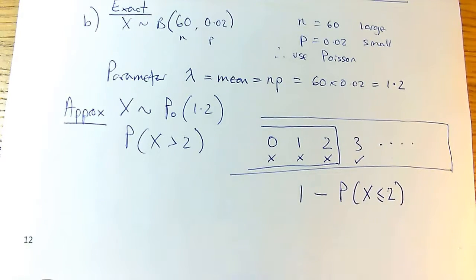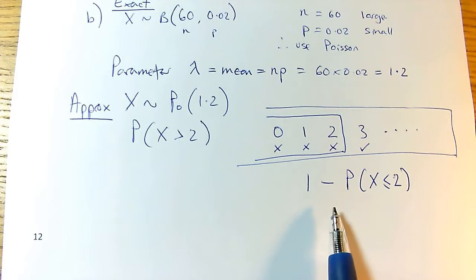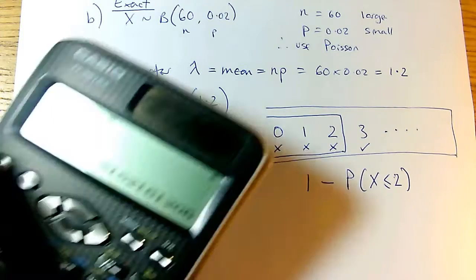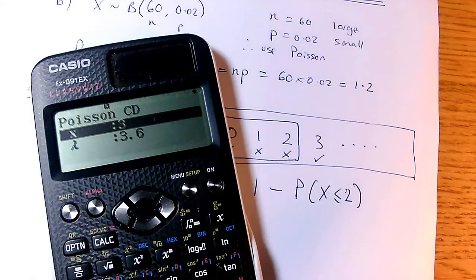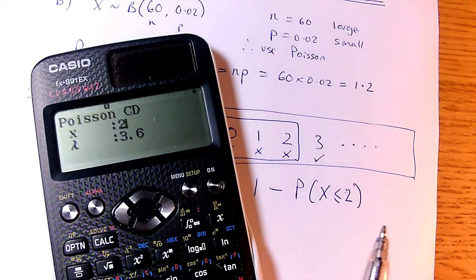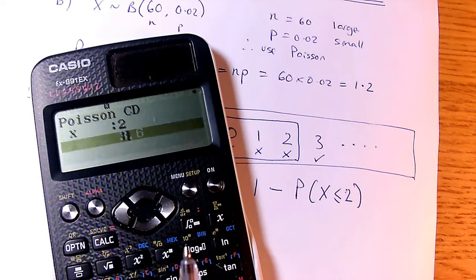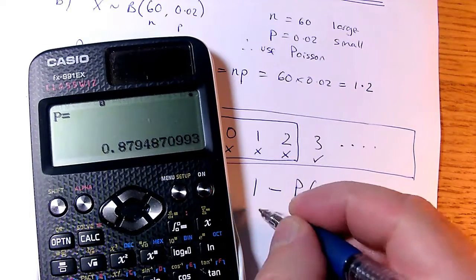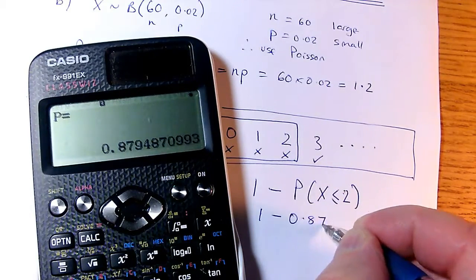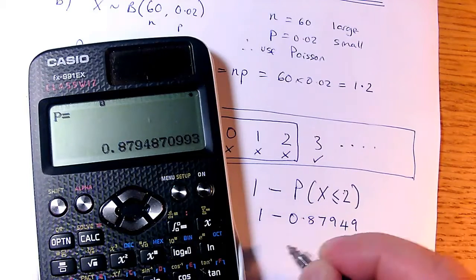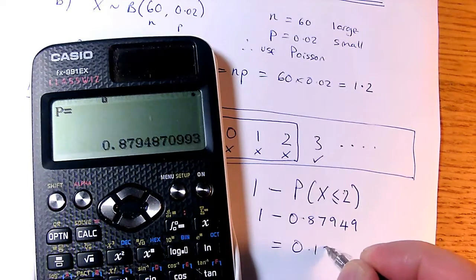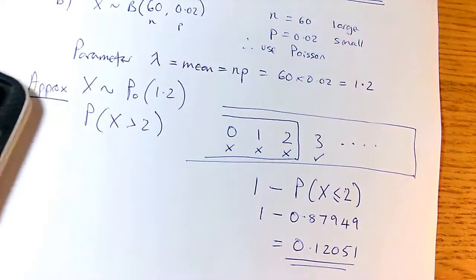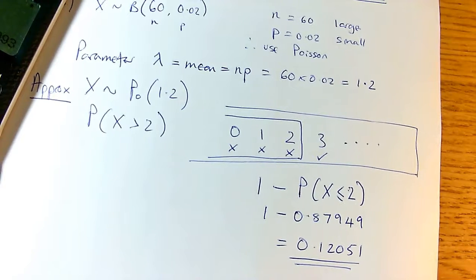Okay, the 2-box diagram is your friend. Probability of X being less than or equal to 2, well, I can just change what I did before. It's a Poisson again. This time I want to be less than or equal to 2, and my lambda is now 1.2. So that probability is that thing there. So I need to do 1 minus that probability, 0.87949. So I'm going to get 0.12051, which is my correct probability to 5 significant figures. So that's a fairly straightforward process.